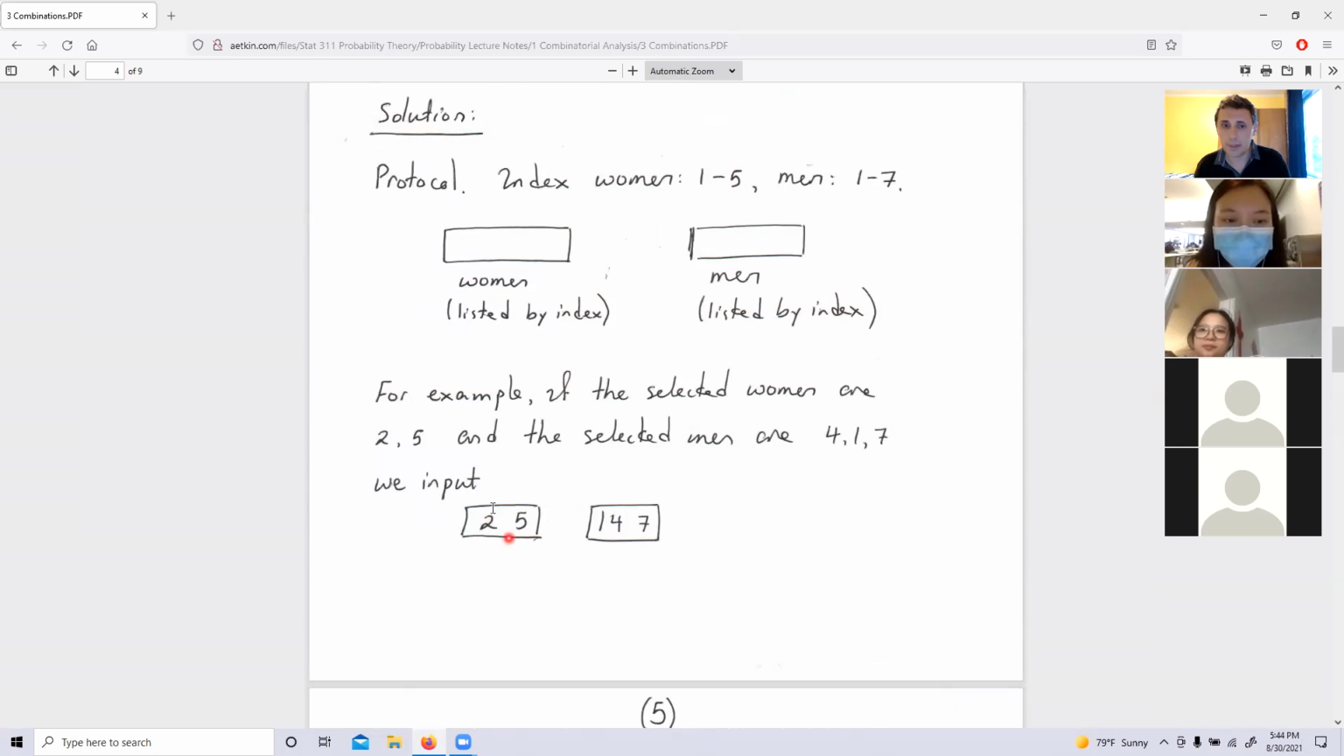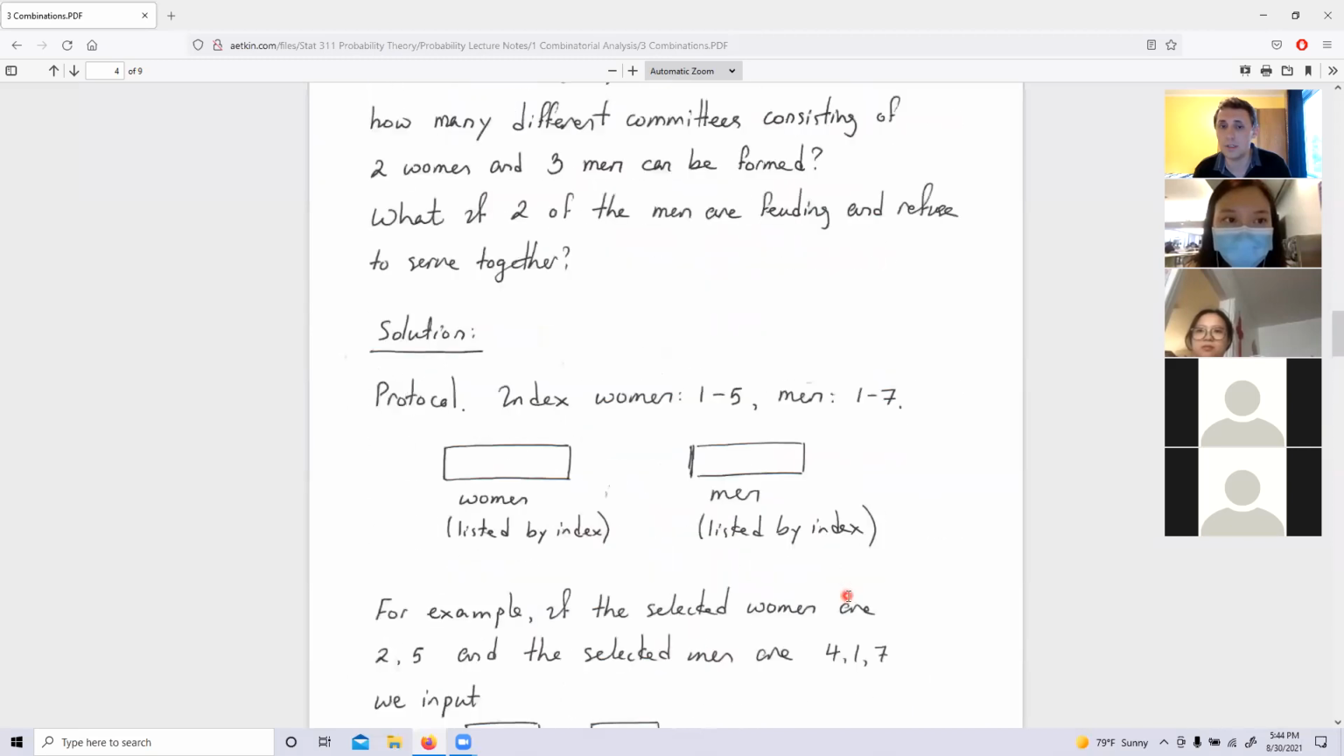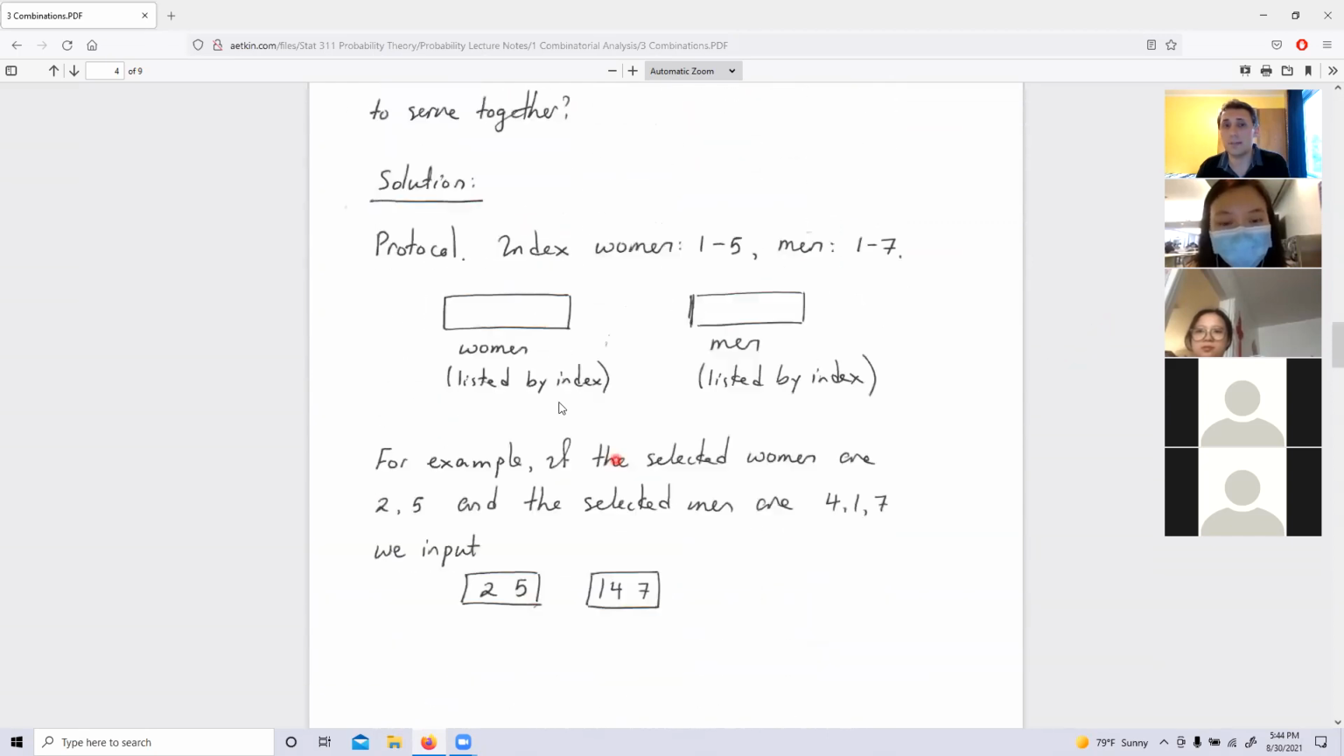And for the right box, I pick 3 individuals out of 7. So it's 7 choose 3. That's how we designate it, and how this is counted. Again, you understand it: 7 factorial divided by 3 factorial and 4 factorial. Any questions so far?